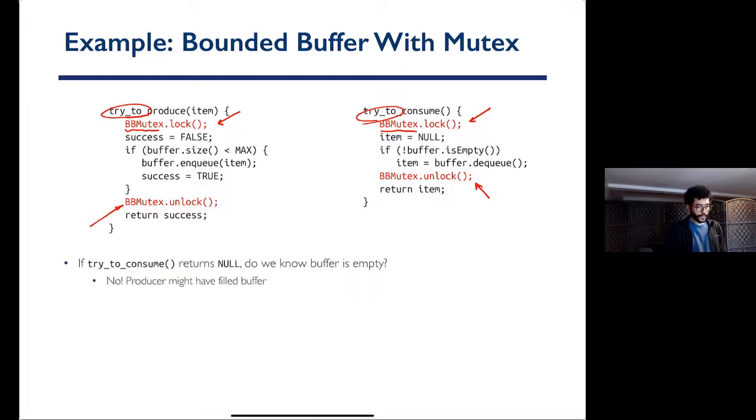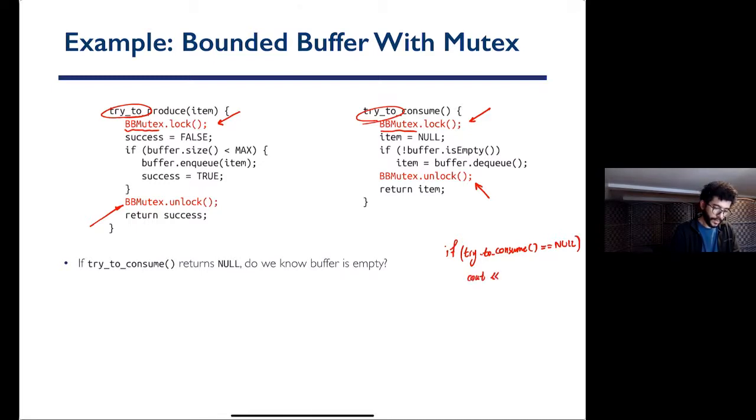Now, let's say try to consume returns null. So let's say I say if try to consume equals null, cout buffer is empty.